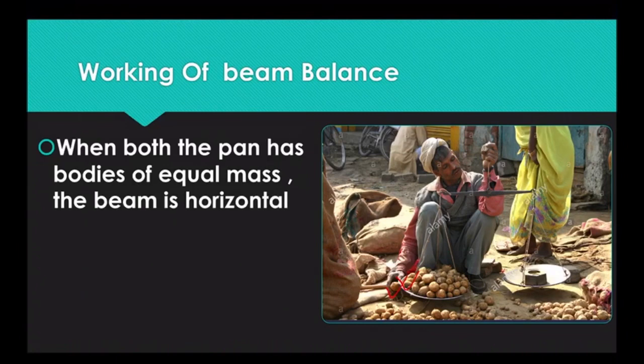Now look at the pointer over here. It is standing straight in the loop. And look at this iron rod. It is straight. It is horizontal. It is parallel to the ground, and the pointer is just vertical, perpendicular to the rod. This is how the beam balance is used.